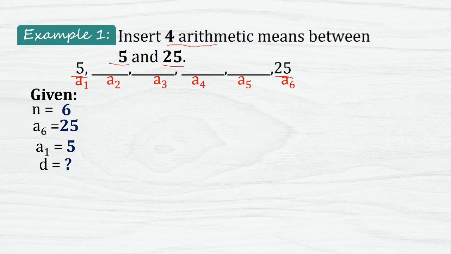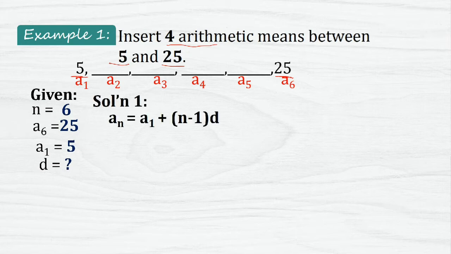And our common difference here, in solving arithmetic means, we cannot directly identify the value of the common difference since there are no consecutive terms. The given here are only the first term and the last term. So the first thing we have to do is solve for the value of the common difference first.